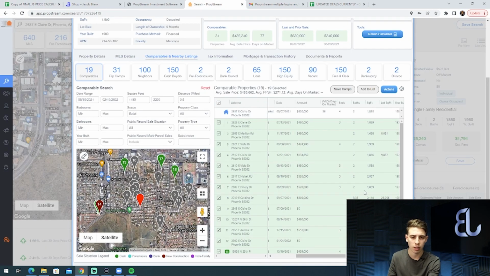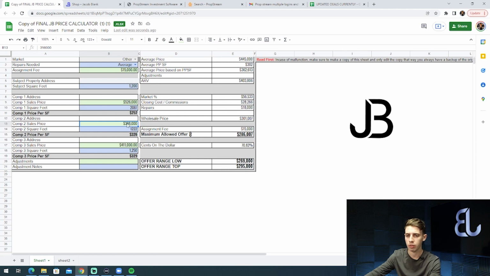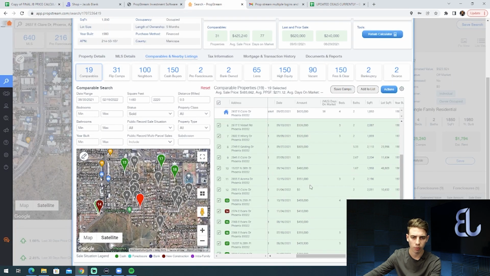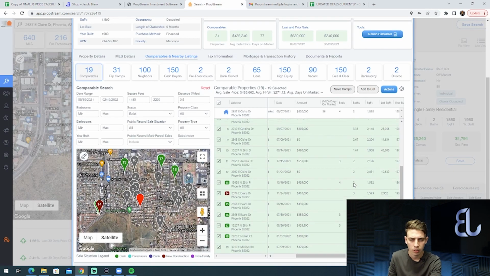And now let's go grab our next comparable. Our next comparable is the 551, 2,196 square feet. It sold for 551. So we'll go ahead and plug in the 551. There we go.